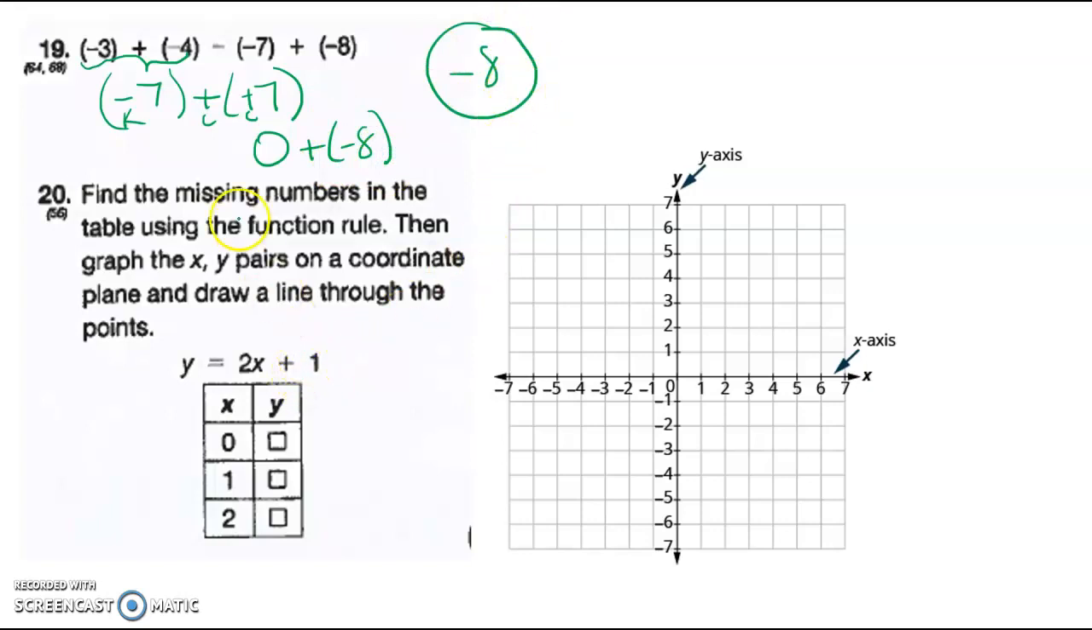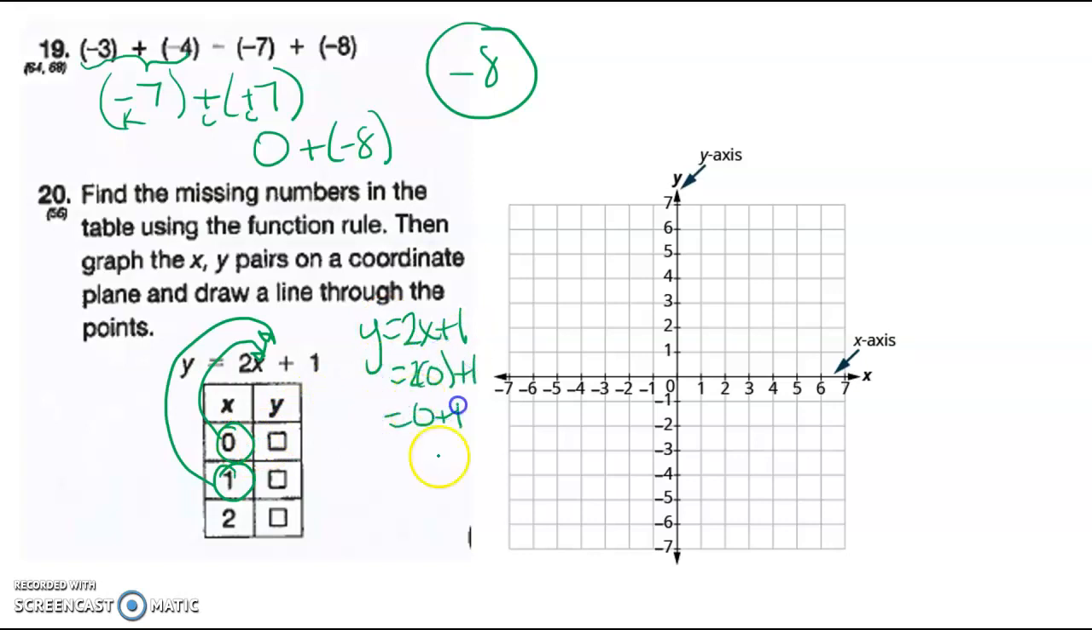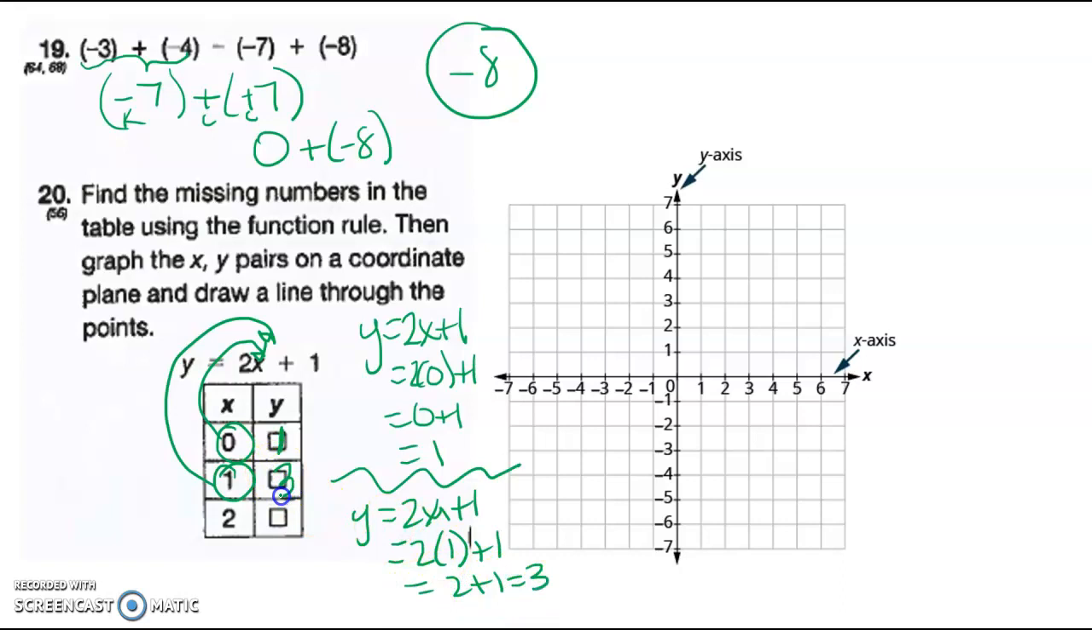And the last one we have is this missing numbers in the function table. So what we're going to do is plug in x with whatever number is in this column. Okay, and let me show you what that looks like. So for the first one, 2x plus 1, the first x we have is 0. So 2 times 0 plus 1, 0 plus 1, or 1. So y is 1. And then we plug in the next x, which is 1. 2 times 1 is 2, plus 1 is 3. So 3 goes there.